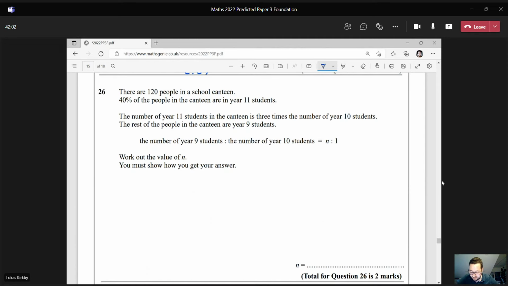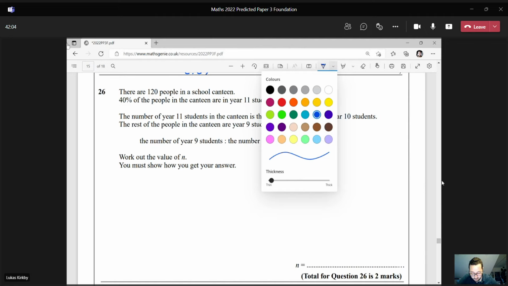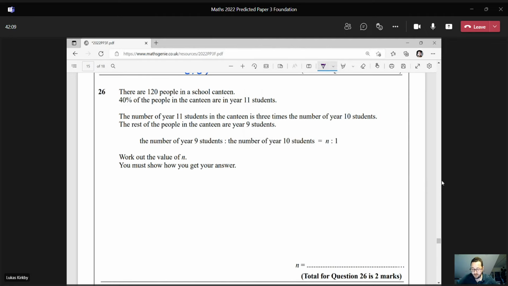Alright, number 26. So we've got 120 people in the school canteen, and 40% of the people in the canteen are year 11 students. The number of year 11 students in the canteen is 3 times the number of year 10 students, and the rest of the people in the canteen are year 9 students. The number of year 9 students to the number of year 10 students is n to 1. Work out the value of n, and you must show how you got your answer.